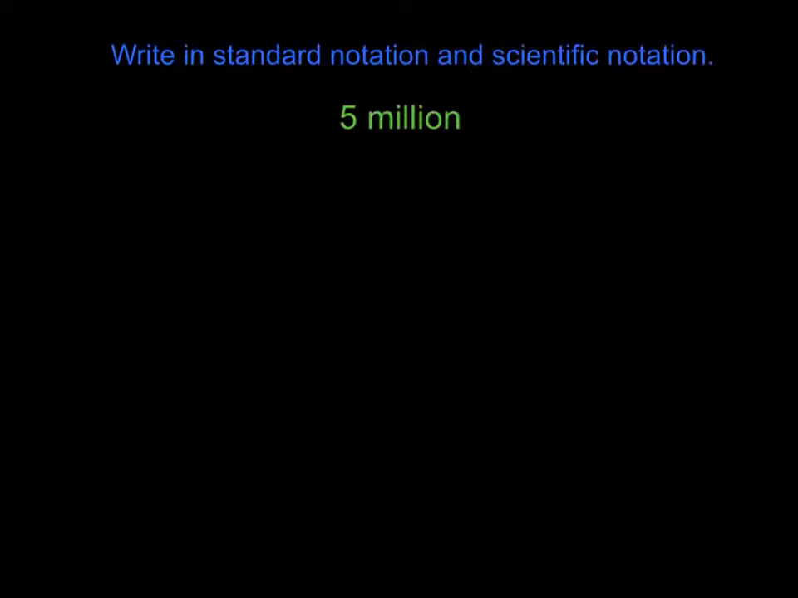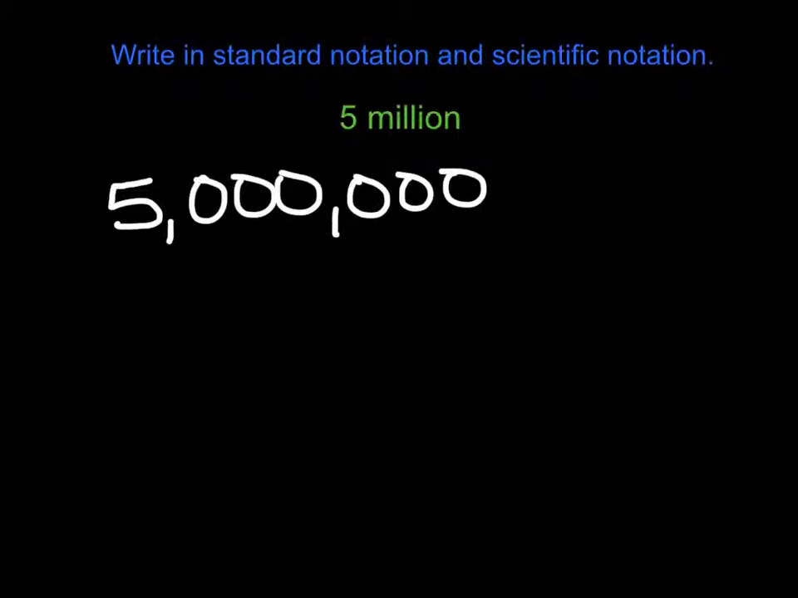On this last example, you need to first write this number in standard notation, so how we normally write numbers, and then go ahead and write that in scientific notation. So 5 million is a 5 with 6 zeros following it. So there is the number 5 million. And you can double check your place values. Here is your ones, tens, hundreds, thousands, 10,000s, 100,000s. So this is your millions.